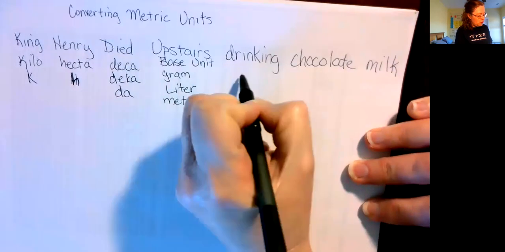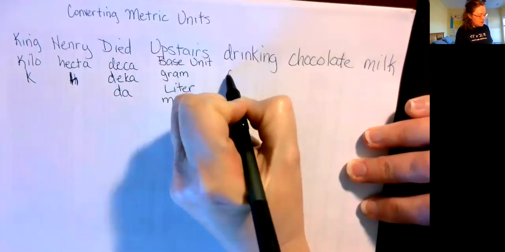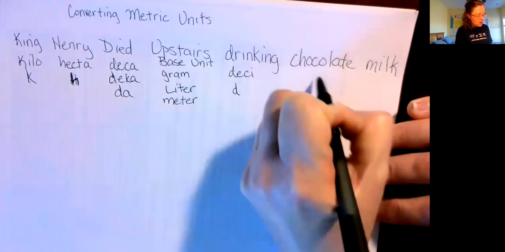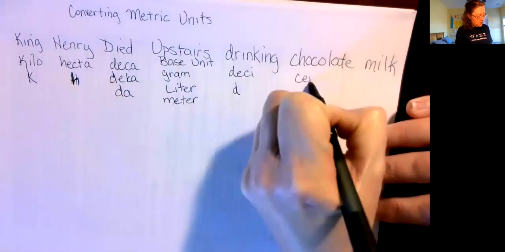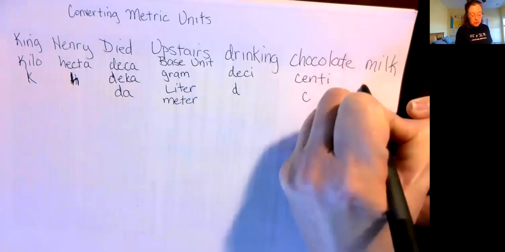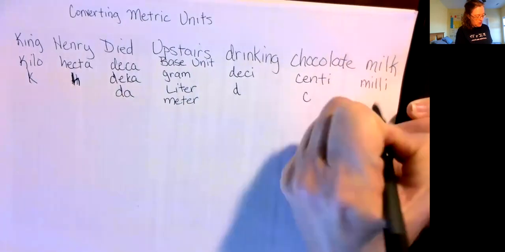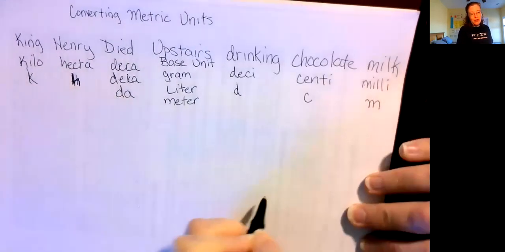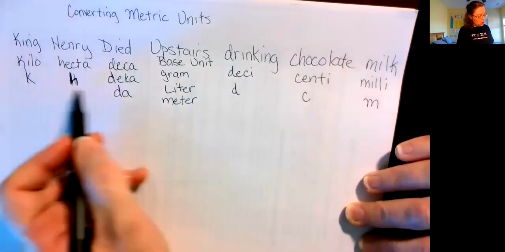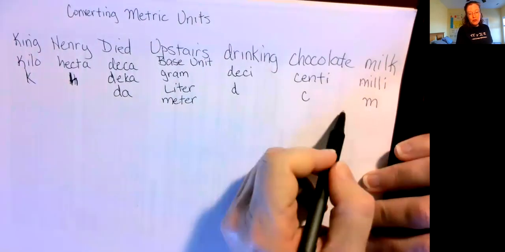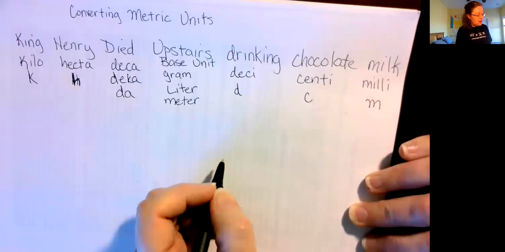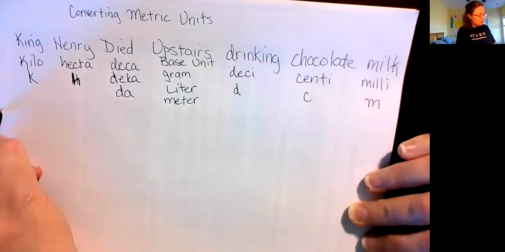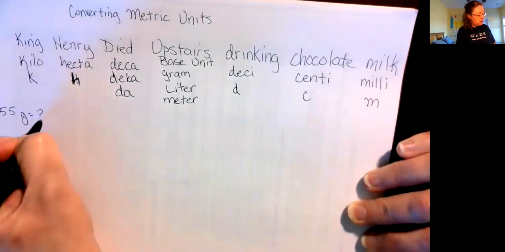Then getting smaller than those, we have our deci, which is just the letter D. Chocolate goes with centi, which is the letter C. And milk goes with milli, the letter M. And what I'm able to do then is to use this order of letters to help me convert between things like saying we have maybe 55 grams, and we want to know how many milligrams that is.